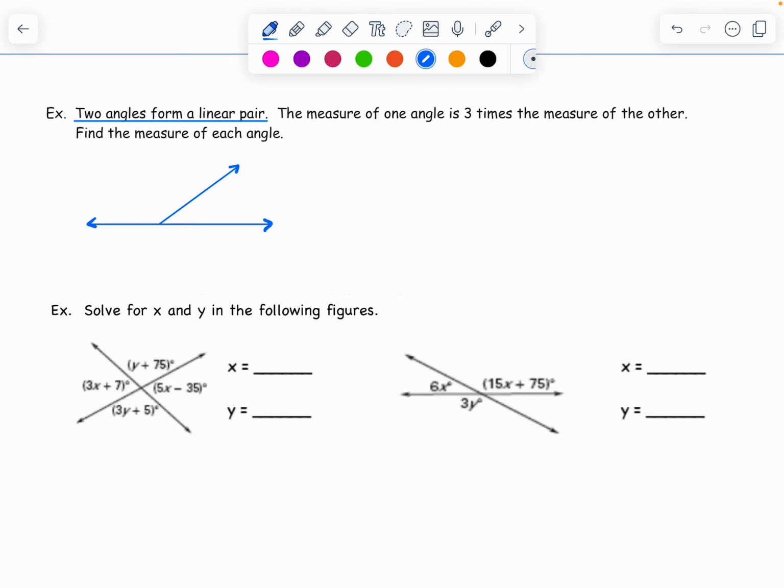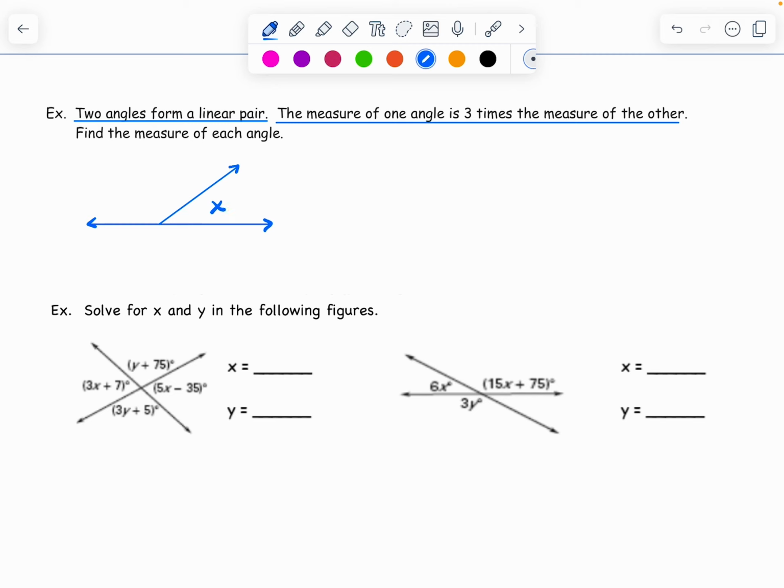Here we go. And again, I have no idea what the measure of these angles are. I'm just drawing a visual for myself to make sure everything's in the right spot. All right, then I'm going to try to label it. It says the measure of one angle is 3 times the measure of the other. Okay, so just kind of like in Algebra 1 where you would translate verbal sentences, we're going to do that here.